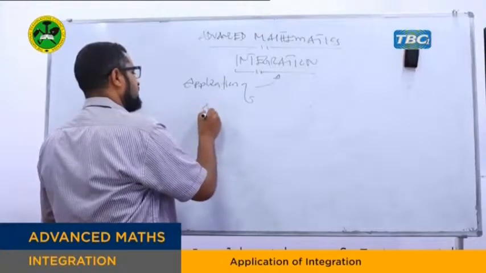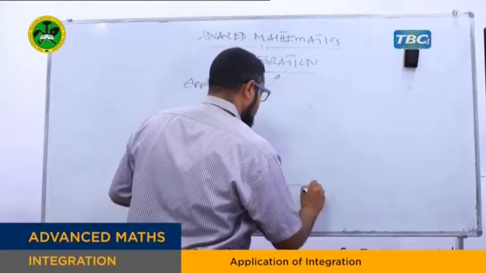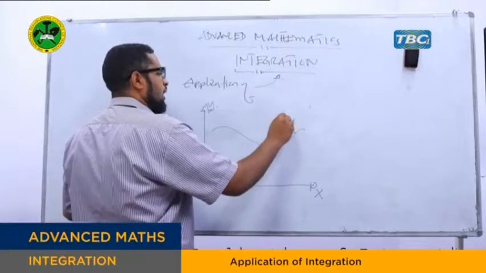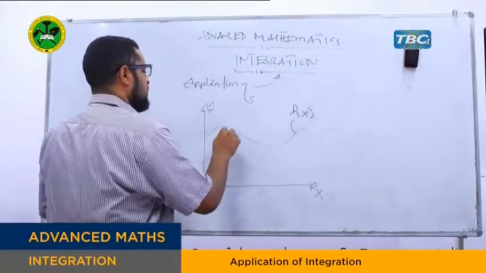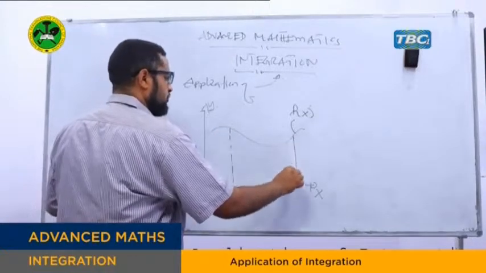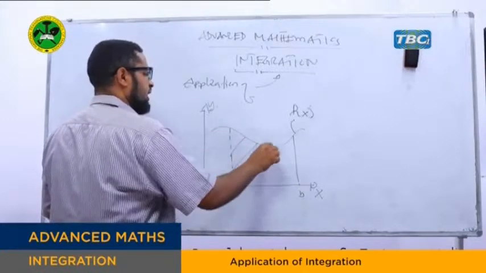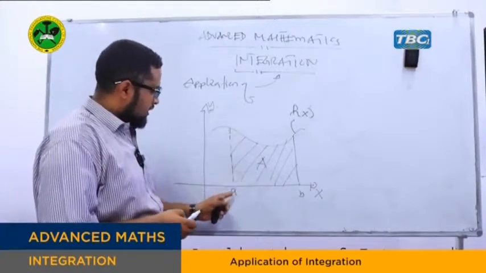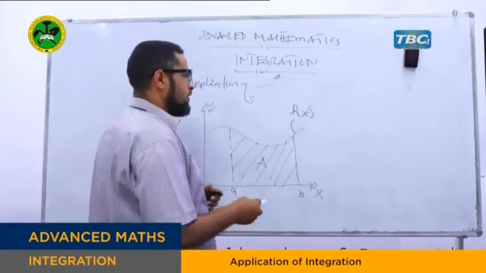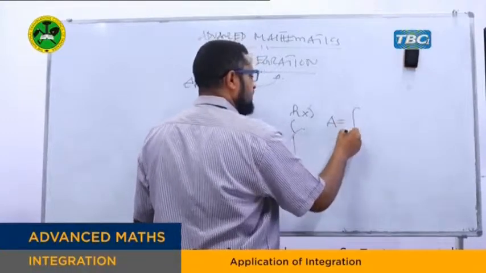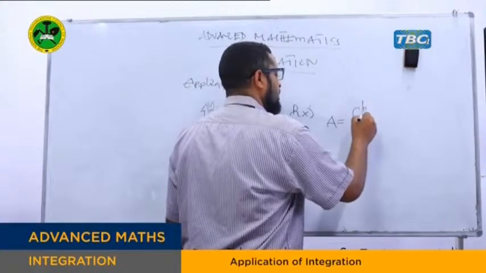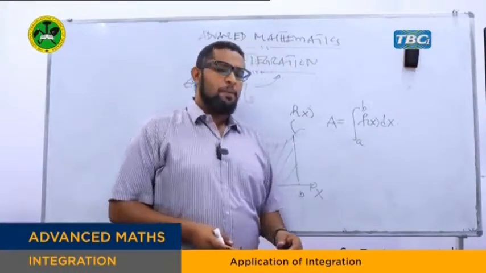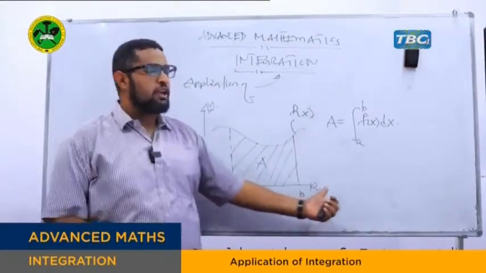Now the curve is like this one. That is y and that is x. So let's assume this is our curve, our curve f of x, and we are given the limit from a up to b. So this is the area that you are supposed to calculate. Now the formula for finding area in that case is given by the integral from a to b of the function f of x dx. So why are we writing dx? Because the graph of the curve is drawn with respect to the x axis.